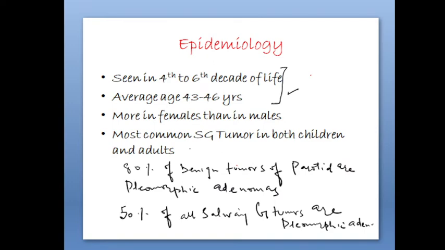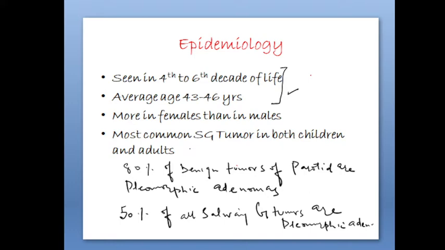Regarding the epidemiology, it can be seen in both young and adult. So the age range is wide, but it is more common in the 4th, 5th and 6th decade of life. The average age is 43 to 46 years. It is more common in females than in males. The ratio can vary from 3:2 to 2:1.